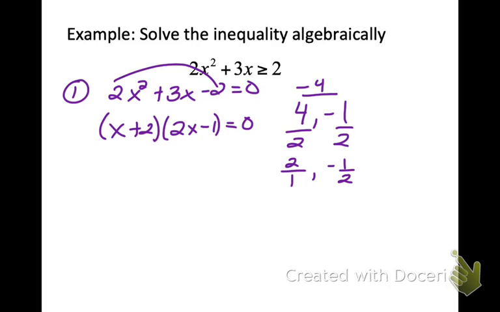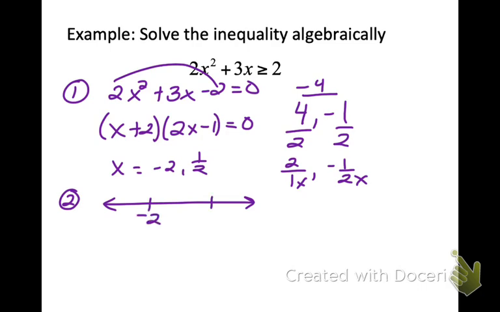That's just the trick for how I factor instead of doing guess and check. So your denominators get attached to your variables. So 1x plus 2, 2x minus 1. So my solutions are negative 2 and 1/2. Yeah? So then step 2, put it on a number line. Put your smallest on the left, the largest on the right.